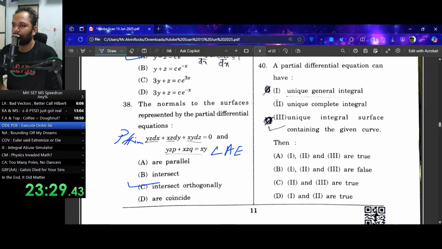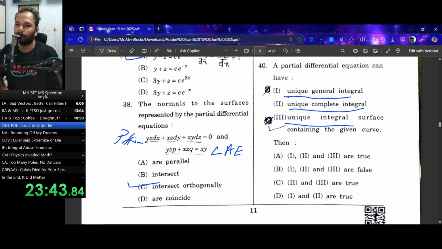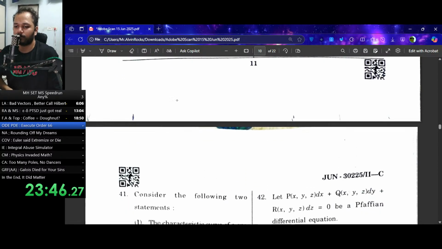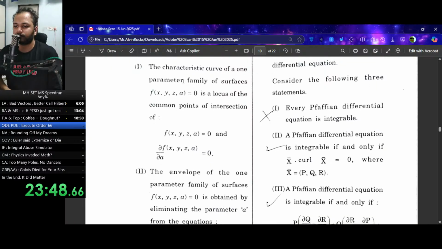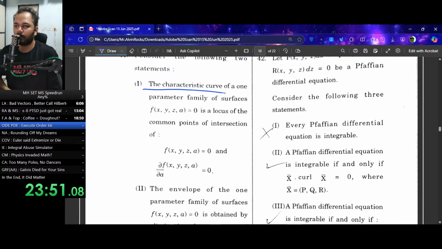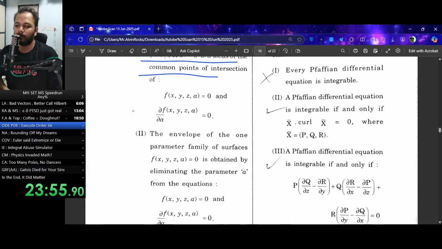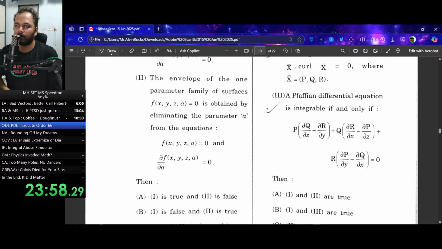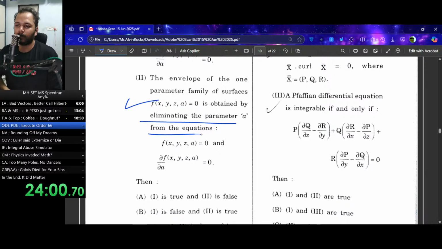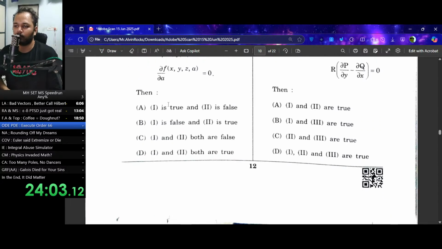Yeah, it's not that. We'll get a unique curve through the, so probably I think unique general and unique complete, because they are unique. When you substitute you'll get a particular. The characteristic curve of a one parameter family is a locus of all the common points. Yeah. The envelope is obtained by eliminating parameters and solving it for them. So both.